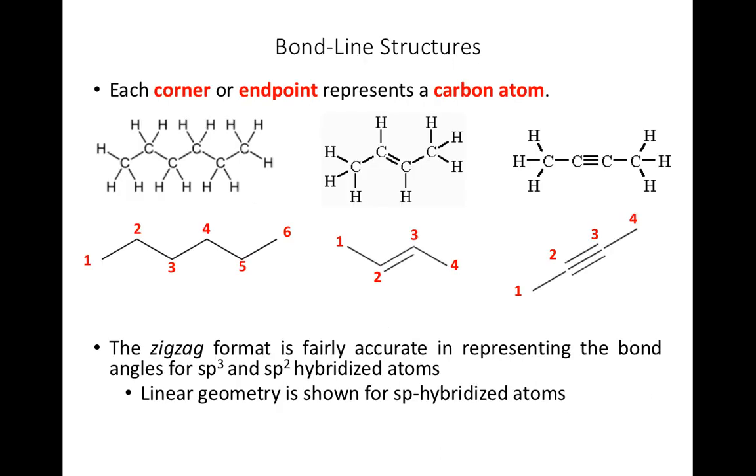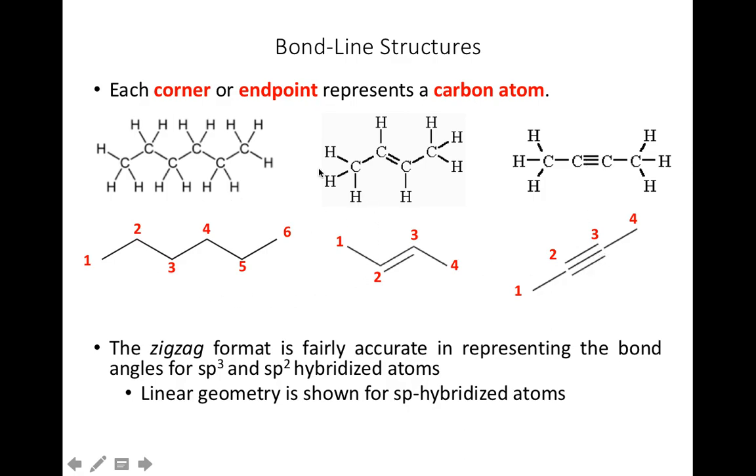So to interpret and to draw these bond line structures, what these structures represent is every time there's an endpoint or there's a corner in one of these structures, there's a carbon atom there. So this molecule has 1, 2, 3, 4, 5, 6 carbons. And so we have 1, 2, 3, 4, 5, 6 carbons. We do need, anytime there's a double bond or a triple bond, to be sure that we include those in our structure. So here there's a double bond between carbons 2 and 3, and so I have my double bond there. Or in this case, the triple bond, and I have a triple bond.